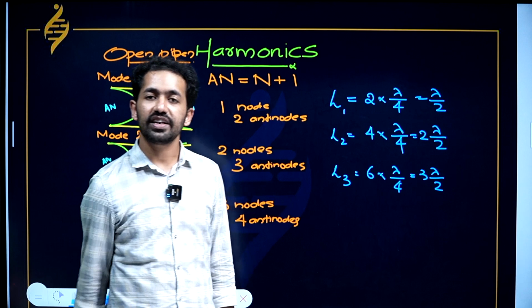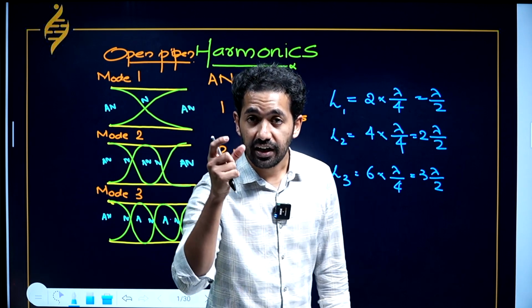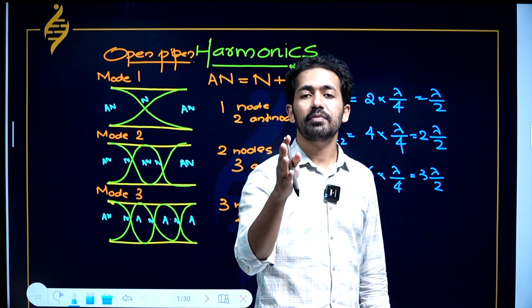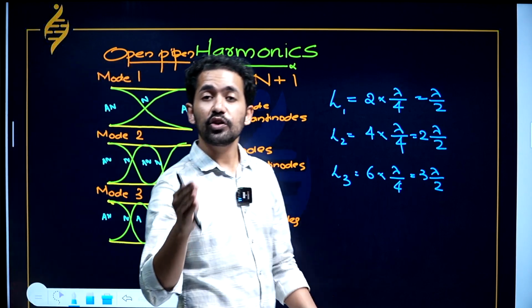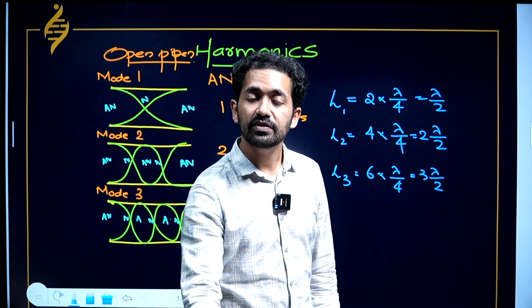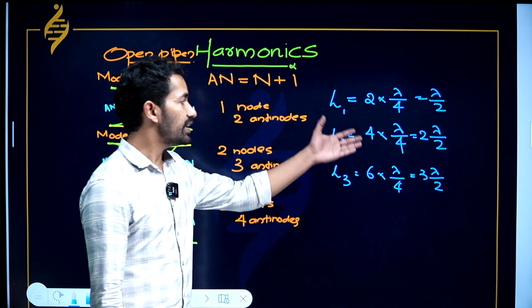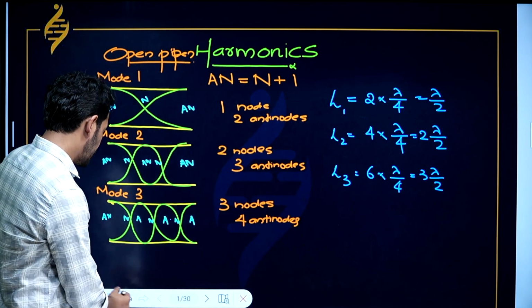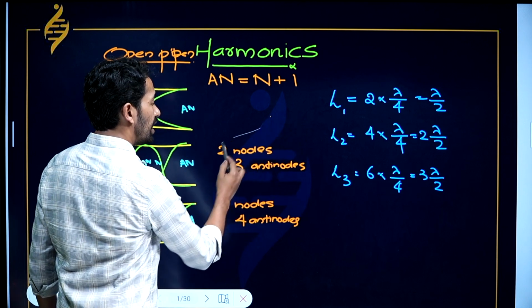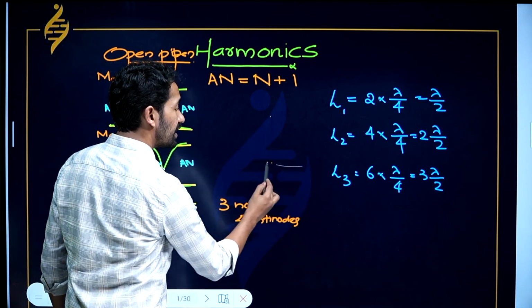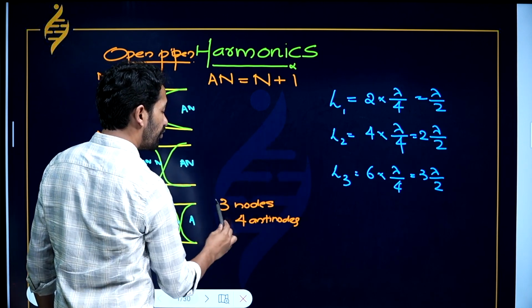So what did you understand? Lengths are multiples of lambda by 2. So whenever you take the length of an open pipe, the length of an open pipe will be multiples of lambda by 2. L is equal to lambda by 2. Is it clear? Length is equal to lambda by 2. Now we will be discussing, if we have found length, then what is the relation to frequency?